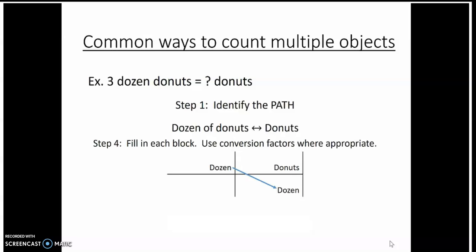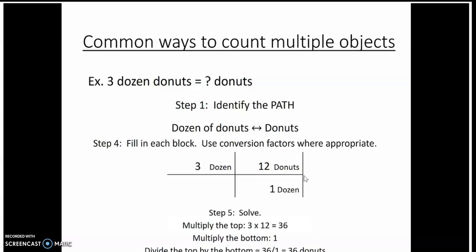Next, we fill in each box with numbers using conversion factors where appropriate. So here, I would put 3 dozen, my starting number, in the first box, and then my relationship, which is 12 donuts is 1 dozen, our conversion factor inside the fence. Finally, we'll solve by multiplying across the top, 3 times 12, multiplying across the bottom, 1, and dividing the top by the bottom. So if I had to purchase 3 dozen donuts, I would need to purchase 36 donuts.